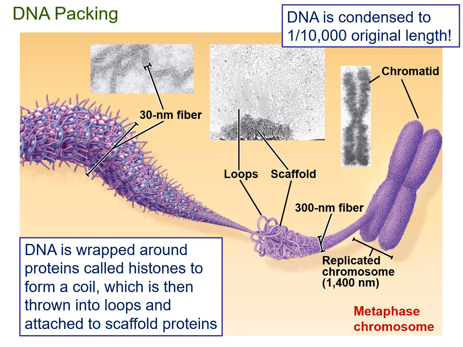This solenoid is then going to be stuck to other proteins known as scaffold proteins, and it's going to be thrown into loops. So we get this massive condensation, this shrinking of the length of the DNA molecule to form a chromosome that is visible under the microscope as the cell is getting ready to divide.